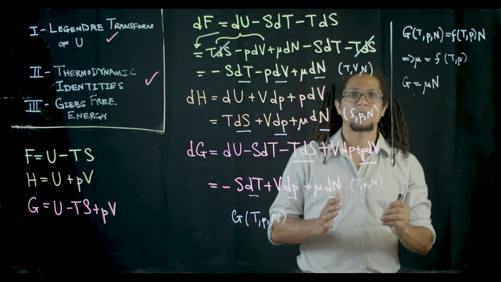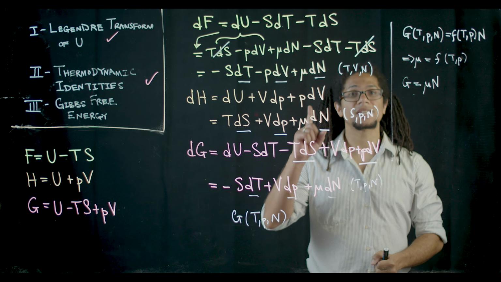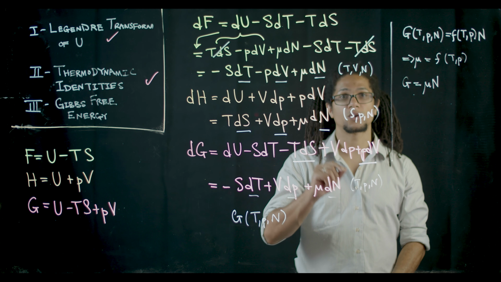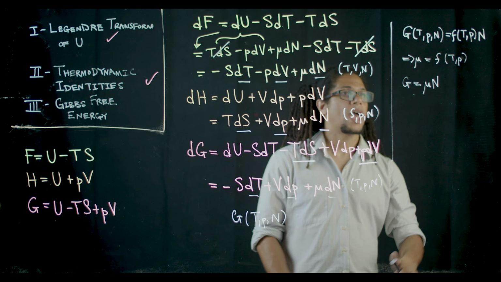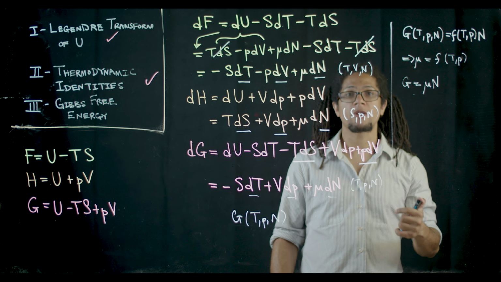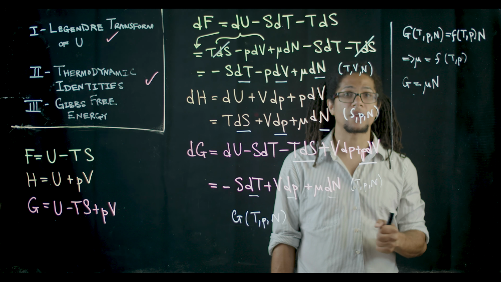Now, the only thing that's special about G here is that it has exactly one extensive natural coordinate. So this would always apply in one of those cases. And this formula is very powerful, as we'll see a little bit later in the course.